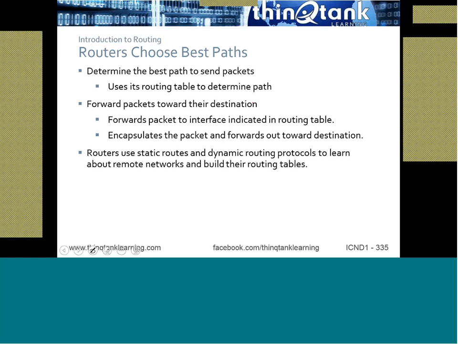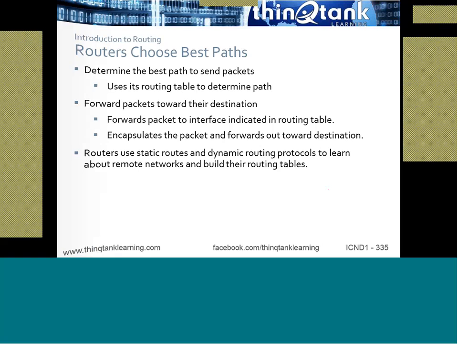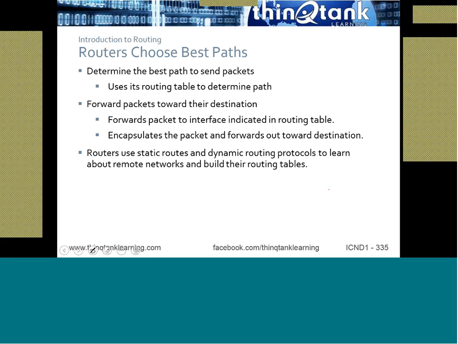In order to do this, routers have to choose the best path. If I go back to this diagram here, this router down here has multiple ways that it can reach different destinations. We have that for the purpose of load sharing, we have that for the purpose of redundancy, network resiliency, and so on. So routers have to choose the best path in order to reach a particular destination.